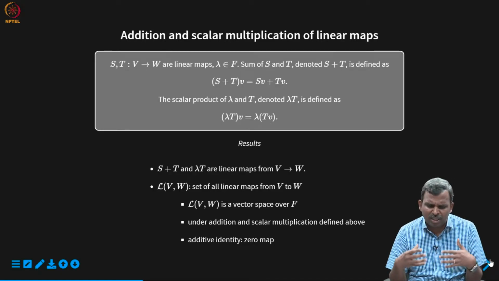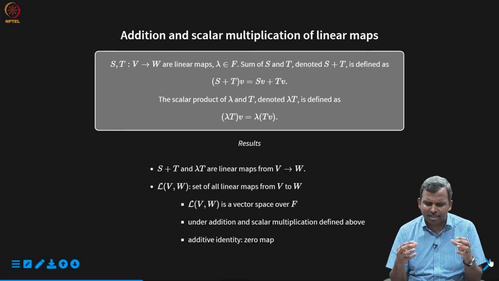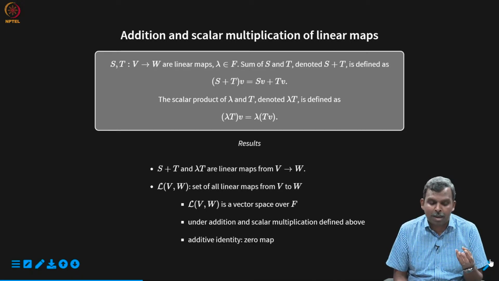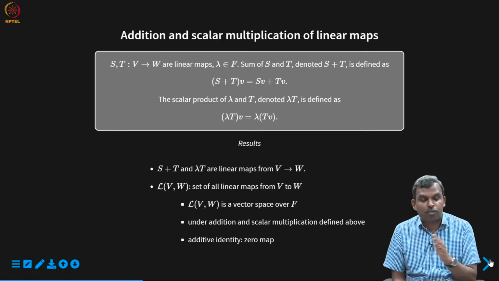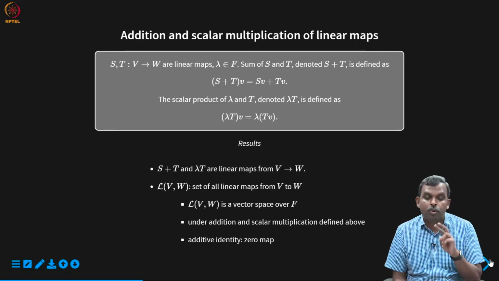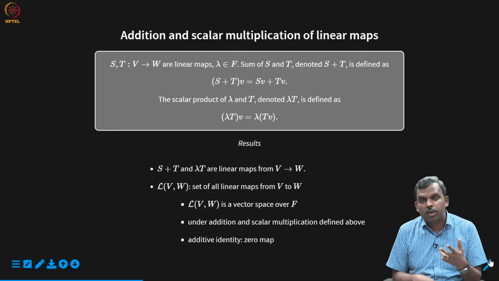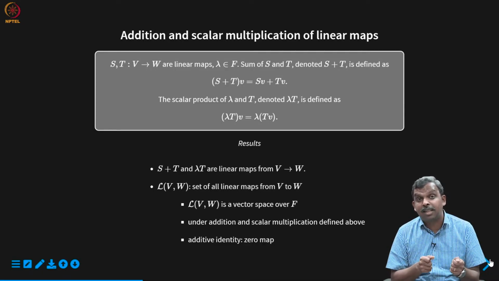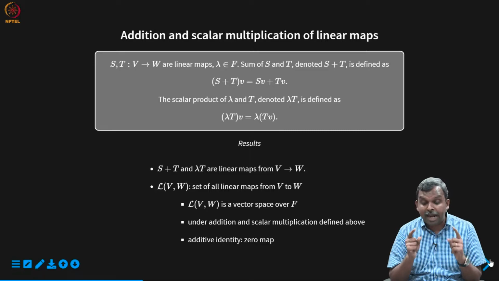It's sort of easy to see, but I want to emphasize some things and be careful about some things here. You have two linear maps S and T between the same pair of vector spaces V to W. You can do addition of the two linear maps, which I will call S plus T. Remember, this operation plus is on the two linear maps. S is a linear map, T is a linear map, and I am adding the two linear maps.